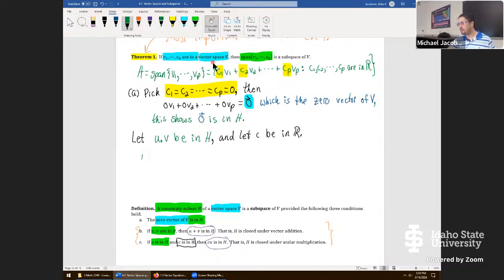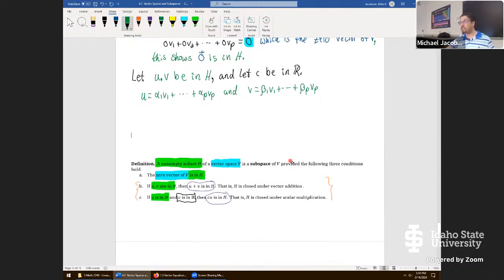Let's say U equals alpha 1 V1 plus, and just to save a little time, instead of saying alpha 2 V2, let's go all the way to the end and go to alpha sub P times V sub P. And V is going to be, let's just go to beta 1 V1 plus, all the way to the end, beta P times VP. So this is the direct consequence of those two vectors coming out of H. That means they're linear combinations of V1 through VP. Next thing we can show is what happens when we do U plus V.